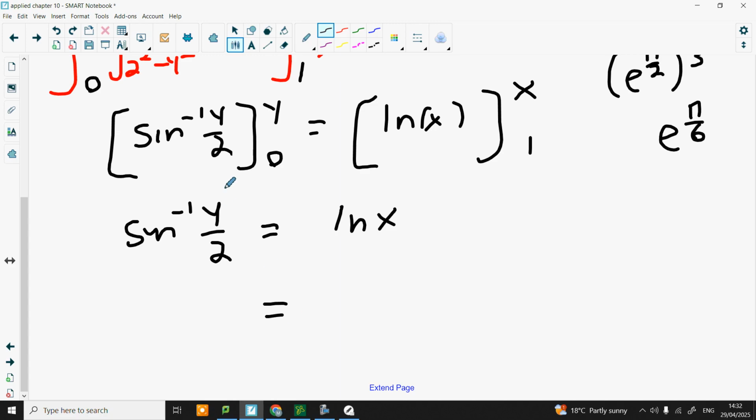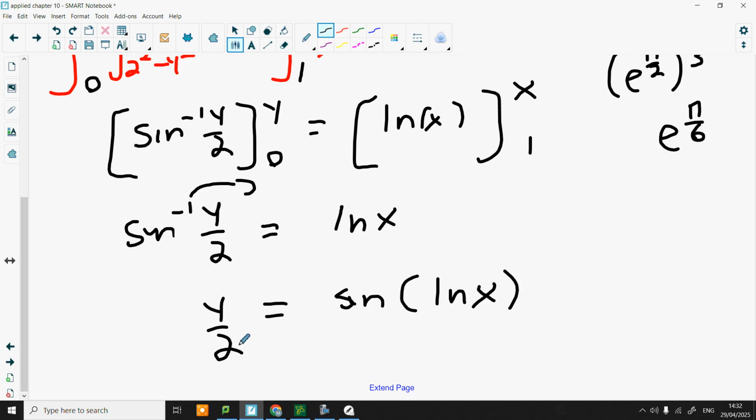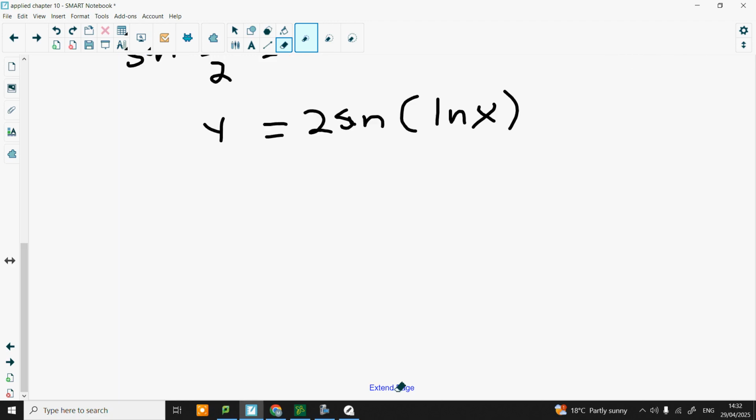Now, what happens when we bring sine over the other side? Sine equals ln x. What about the 2? Bring it up. What do we get here, guys? 2 sine ln x, which is the correct answer.